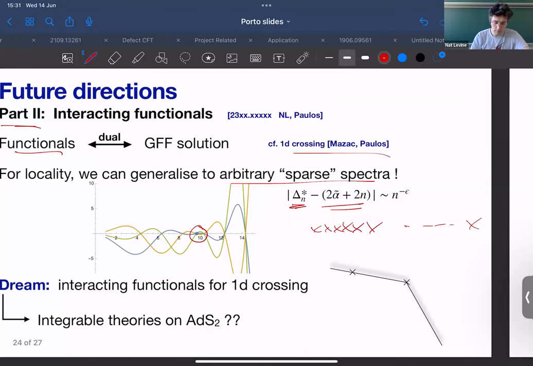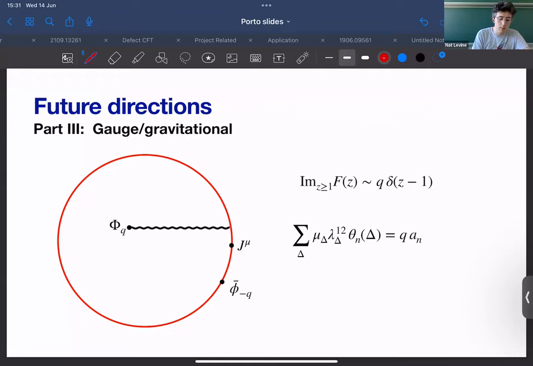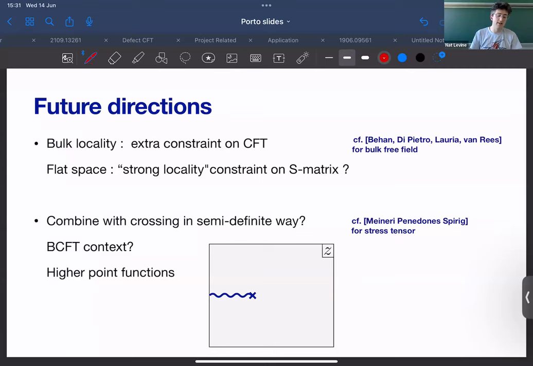Since I'm out of time, I'll just skip this slide. I just wanted to say that another thing we plan to do is to generalize to the context where the bulk has gauge and gravitational symmetry. So the gravitational case would be like real holography, not just rigid holography. And so there are other things to look at in the future.